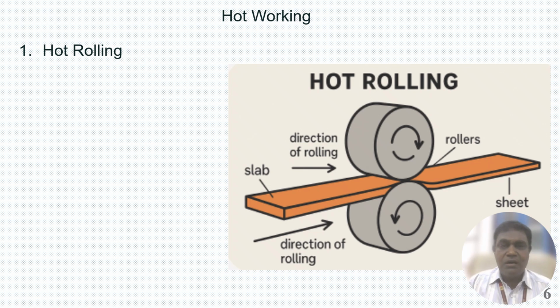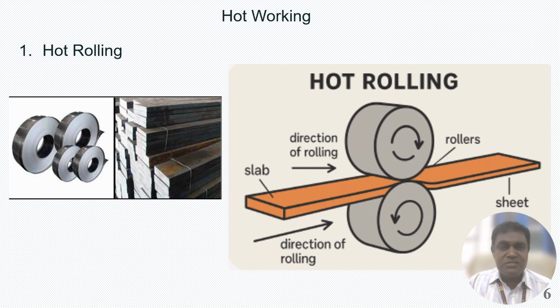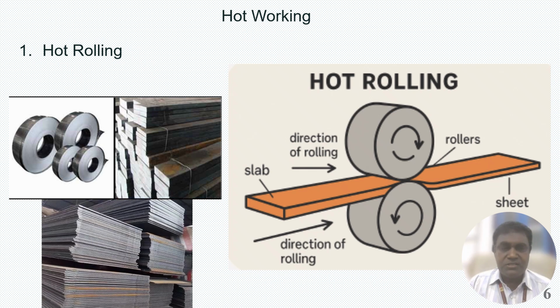During this hot rolling process, the slabs and blooms, which are byproducts of the blast furnace, will be formed through these rollers. The direction of the feed is given in this direction. The sheet will form according to the thickness which is required. This process is known as the hot rolling process. Sheets and plates with different thicknesses are produced during this hot rolling process. Look at these examples.